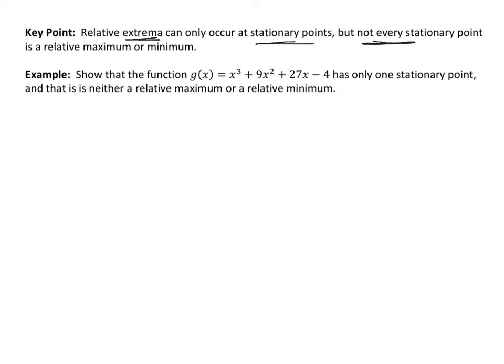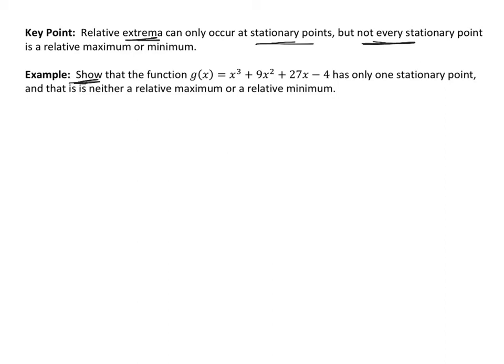So for this one, you're asked to show that this function has only one stationary point, and that stationary point is neither a maximum nor a minimum. And so because this is a show problem, we're going to need to show our work, and at the end we're going to want to write out some sort of short justification or reasoning. So your first step here should be taking the derivative and finding the stationary point, and then after that you should set up intervals and test those intervals with the derivative.